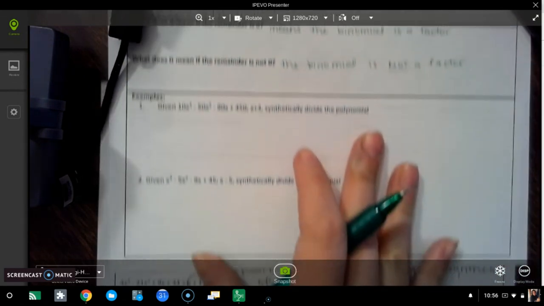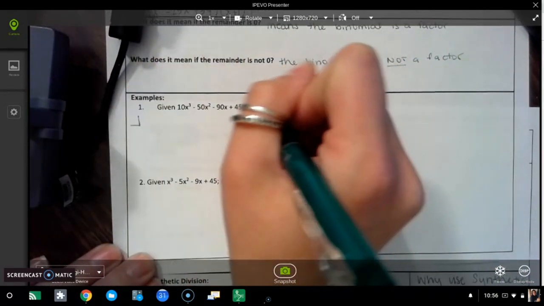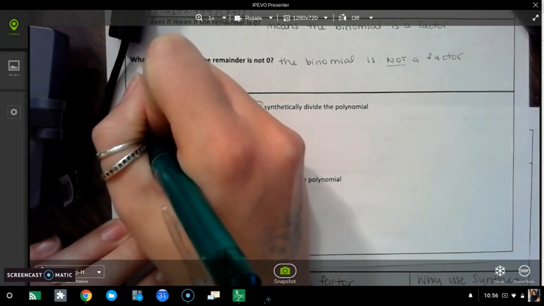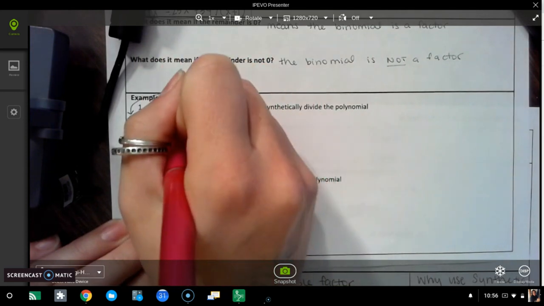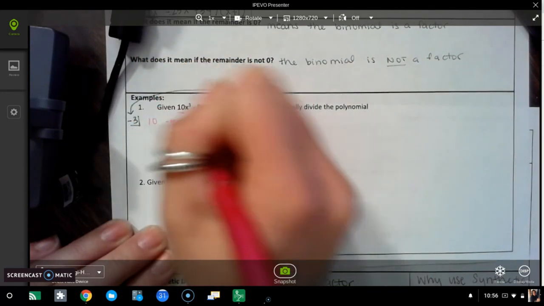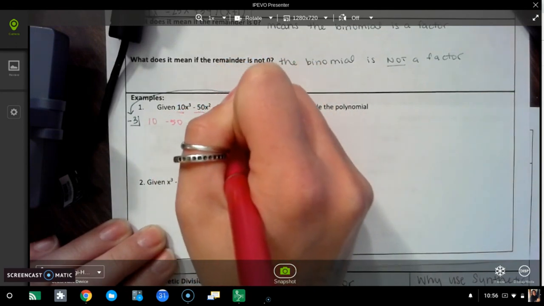So we have 2 more examples left. With this one, remember we put our factor into our box up here. So this +3 would now come into here as a -3. We write our coefficients down. So we got +10, a -50, a -90, and a +450.